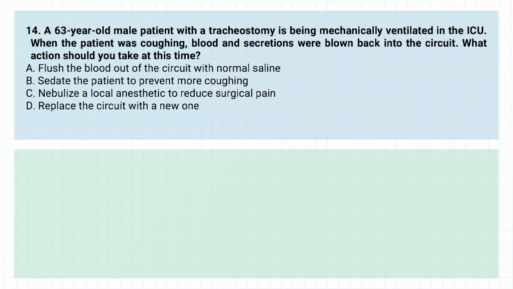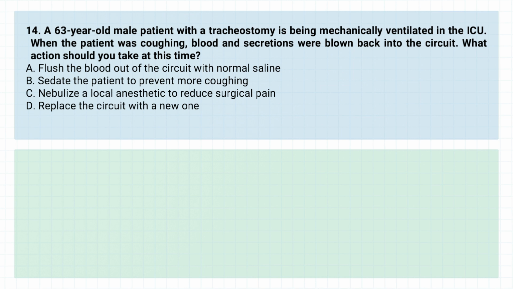A. Flush the blood out of the circuit with normal saline. B. Sedate the patient to prevent more coughing. C. Nebulize a local anesthetic to reduce surgical pain. D. Replace the circuit with a new one.